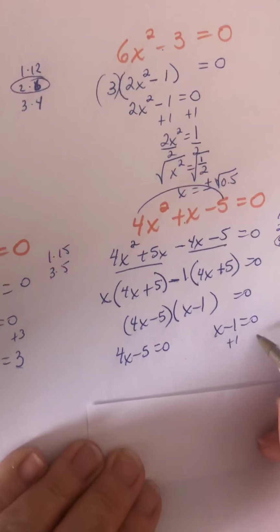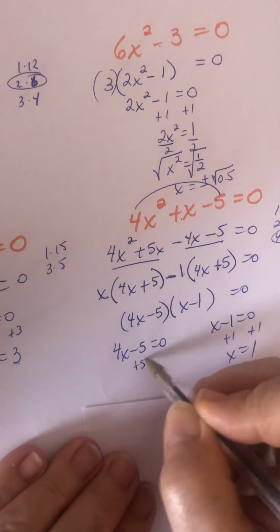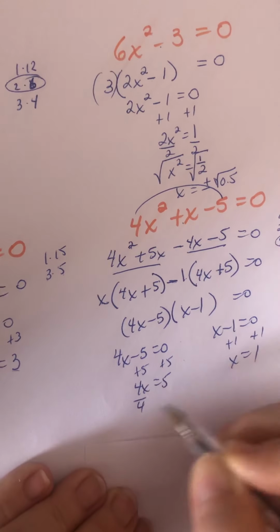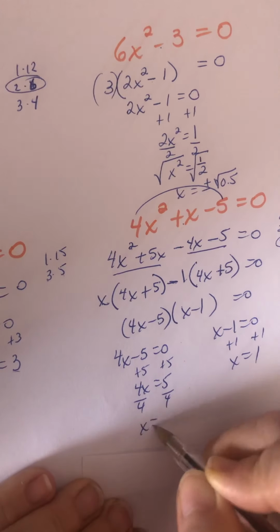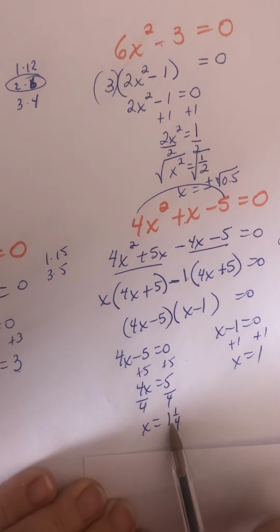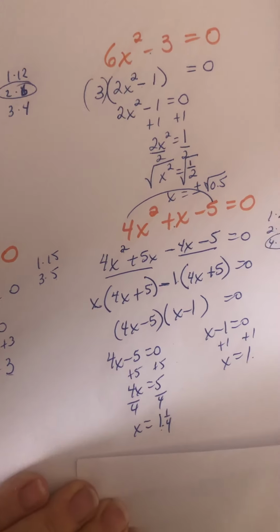Let's start with the easy one. Plus 1, plus 1, x is 1. Plus 5, 4x is 5. Divide by 4, divide by 4. X equals 1 1/4. You can leave it like this or a decimal, whatever you want. So we have two answers. Is that clear? Okay.